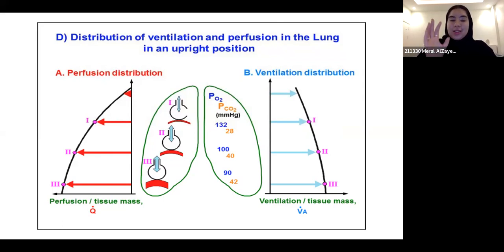I need you guys to focus. The question is, why is compliance less at the top of the lung compared to the bottom, or apex compared to the base? This is because of stretching of the lung due to the increase in weight in the upper lung. When we increase the weight, we increase the stretching. And as stretching increases, compliance decreases.